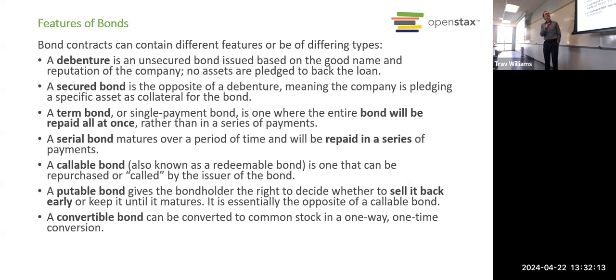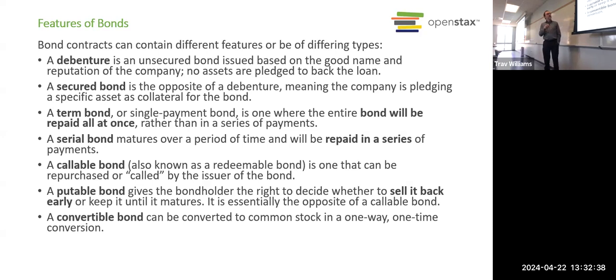Debenture bonds are typically going to have higher interest rates that they offer to the purchaser because they're not secured. Whereas secured bonds are going to offer a lower interest rate because they're safer, because they are backed up by some other asset. Okay, any questions on that?